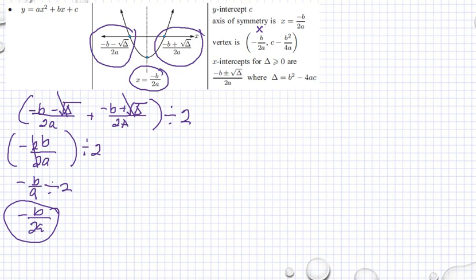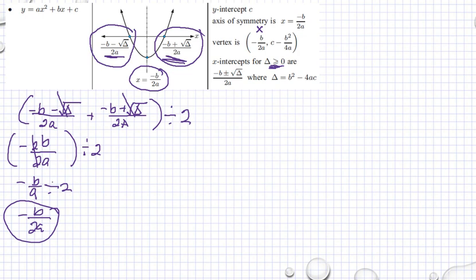For the x-intercepts, the discriminant needs to be greater than or equal to 0. If it's not, then you don't need to worry about this one. Then you need to worry about other things. Let's see if we can get some examples.